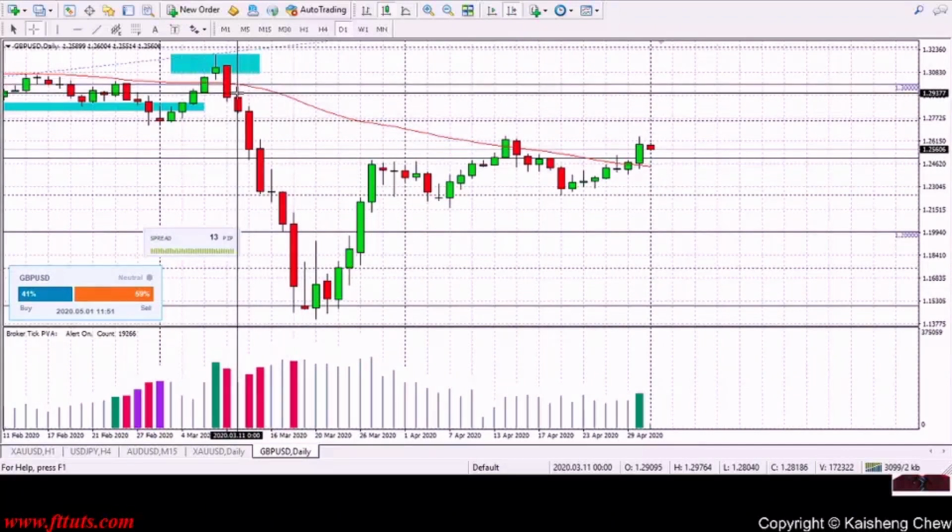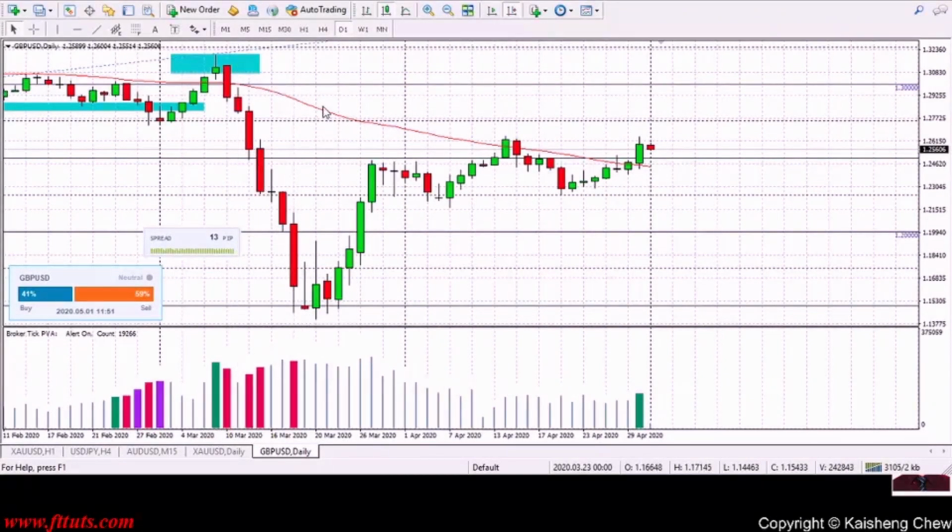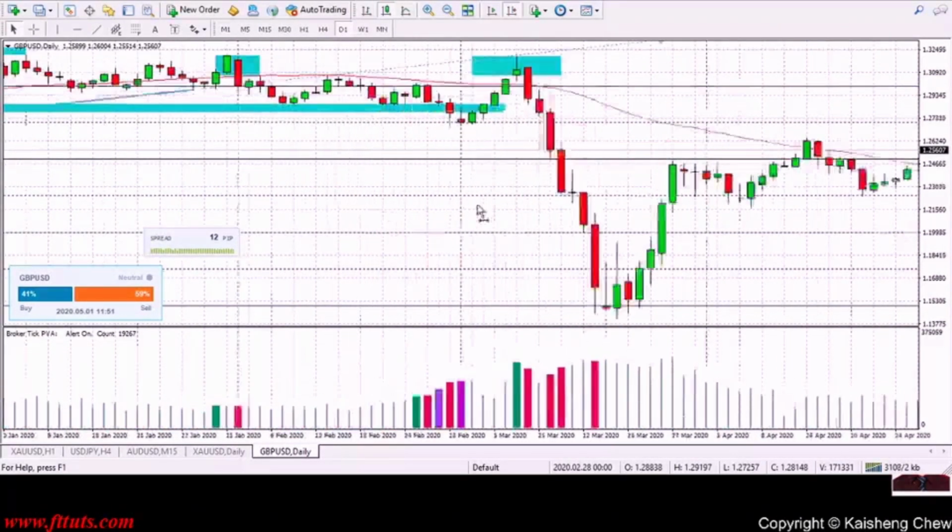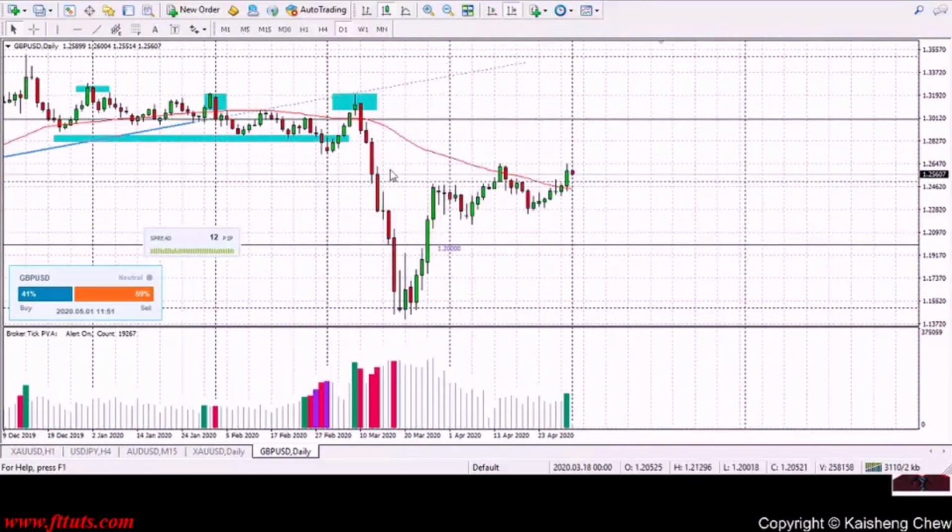You see how far they dropped down? It's about 1500 pips. It's quite a lot, so it's quite powerful. Okay, so now we look for the next example.